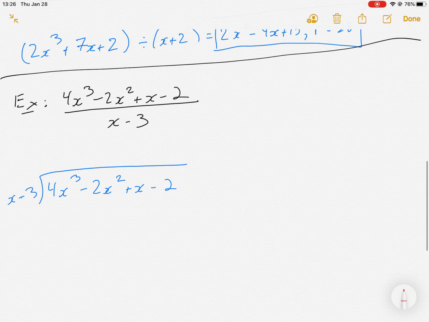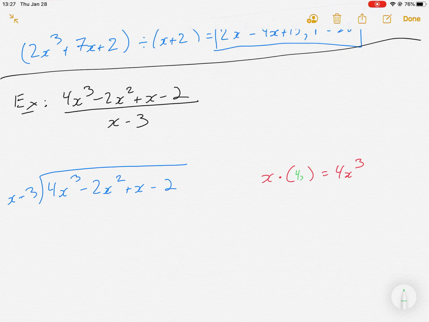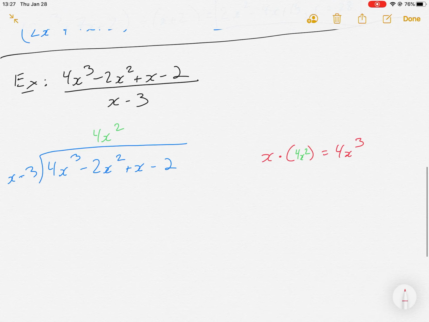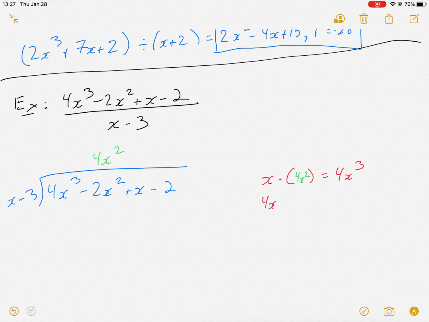So to begin with, we need to figure out x times what would give me 4x cubed. And it looks to me like that would be 4x squared. Maybe I can try to color code this a bit this time. And so that's going to go up here. I'm going to go ahead and multiply 4x squared times x minus 3. We would end up with 4x cubed minus 12x squared. So we're going to just slot that underneath.